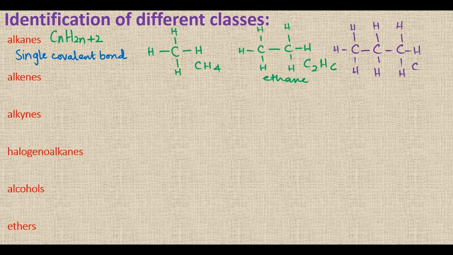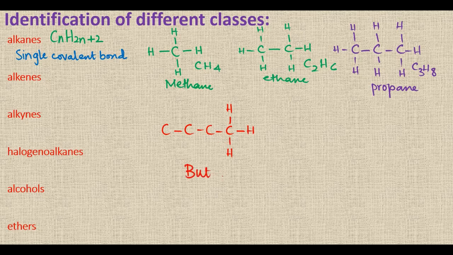This compound has the molecular formula C3H8 and the name propane. IB students only need to know the compounds up to 6 carbon atoms. Right now, we are seeing how to draw butane. This compound is called butane, containing 4 carbon atoms and 10 hydrogen atoms.